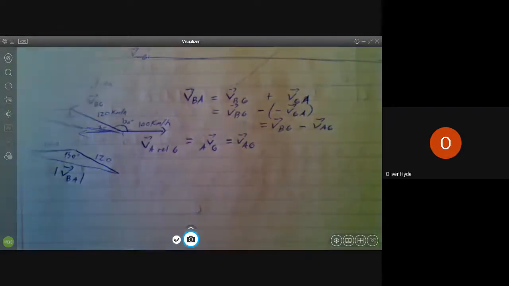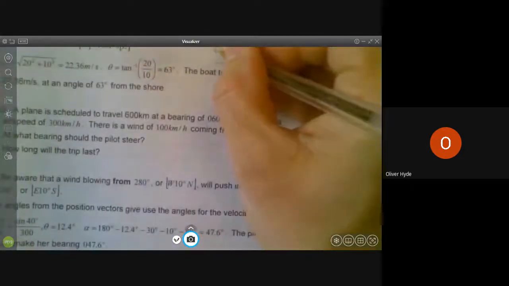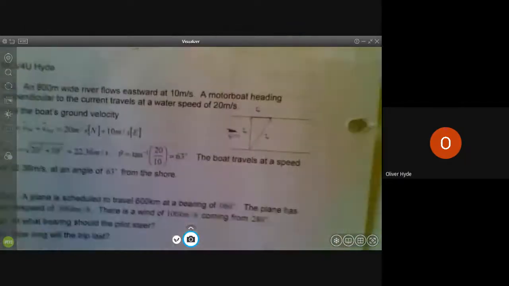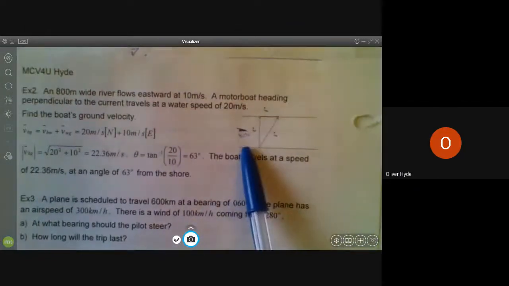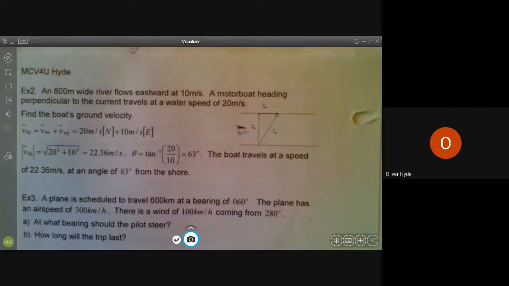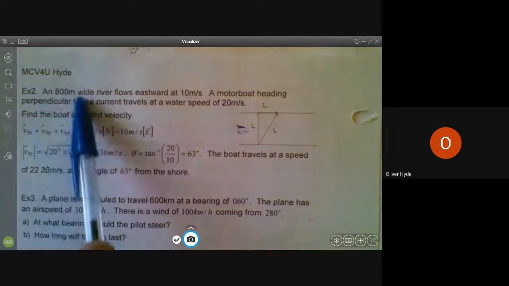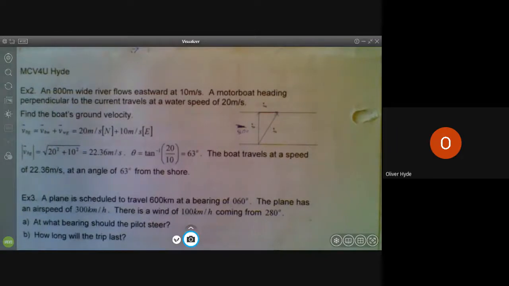For example 2, I just want to point out in the diagram originally provided on here, there was the distance of 800 meters. I think that the value might have been left over from a previous question, or it's just an example to show you that you don't always need all of the numbers. The number 800 meters doesn't come up in this question at all.